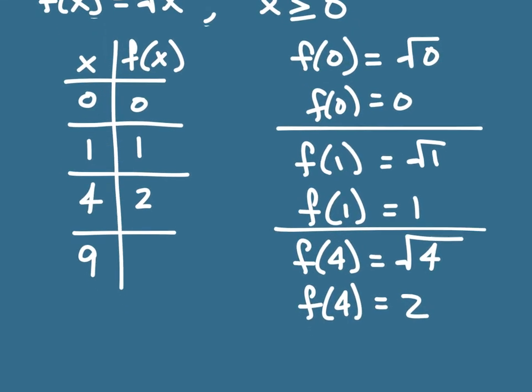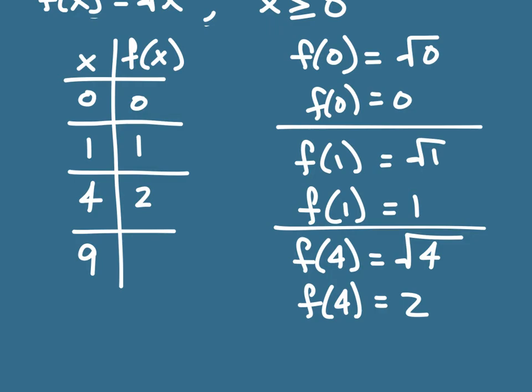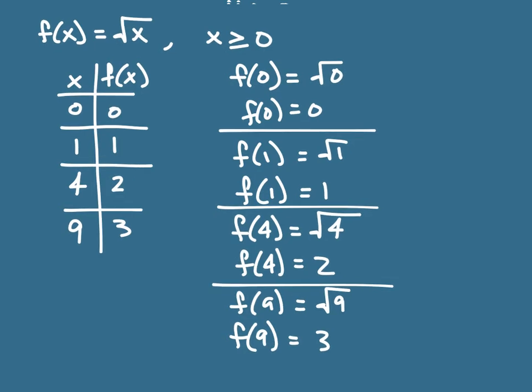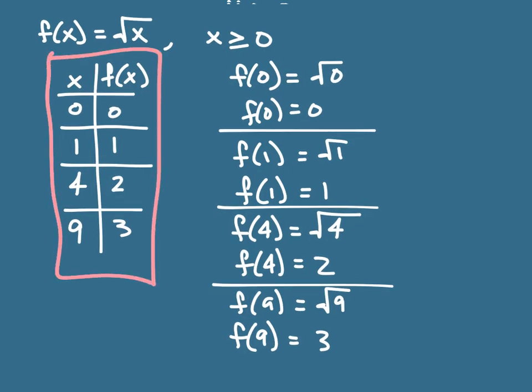And then f of 9 means I'm going to do the square root of 9, and that's going to give me a value of 3. So f of 9 is equal to 3. That's why I chose those values, because these are the ones that are going to work the best for choosing those x values.